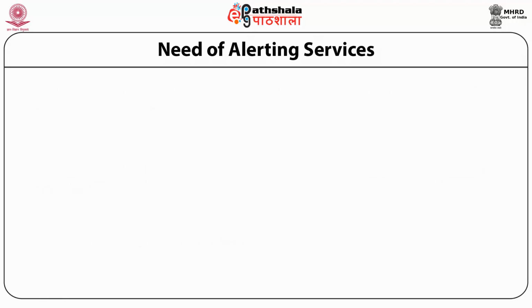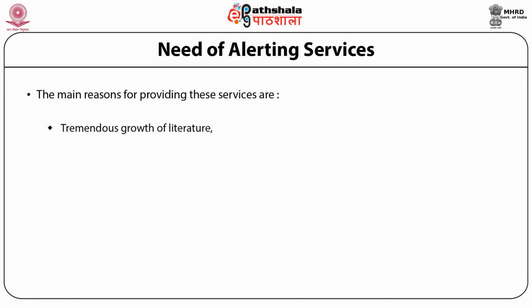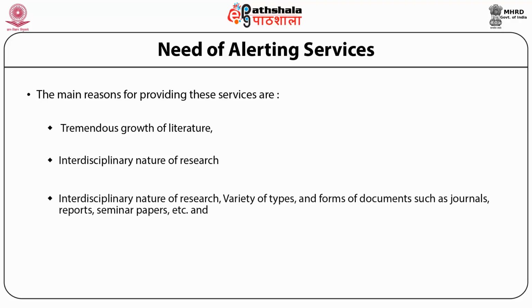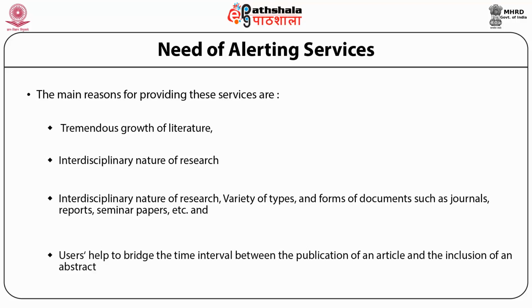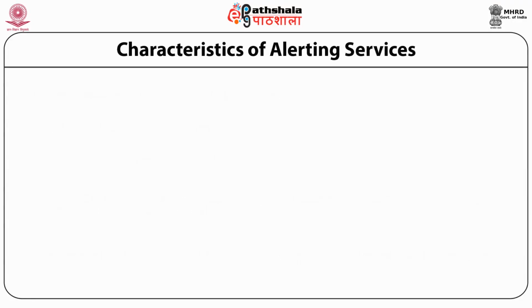Need of alerting services. The main reasons for providing these services are the tremendous growth of literature, interdisciplinary nature of research, variety of types and forms of documents such as journals, reports, seminar papers, etc., and users' help to bridge the time interval between the publication of an article and the inclusion of an abstract. Characteristics of alerting services.